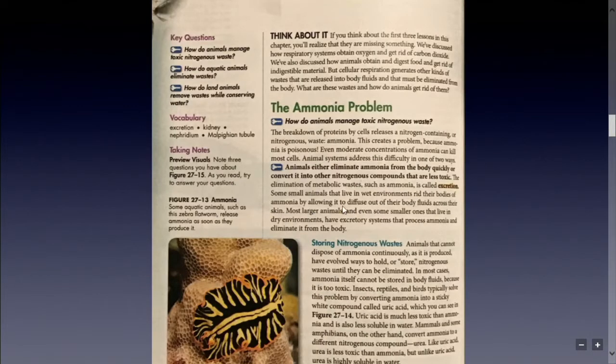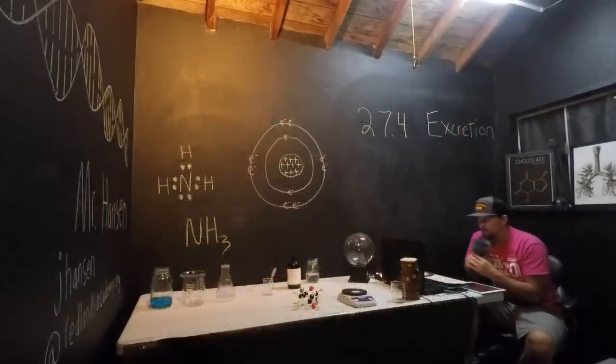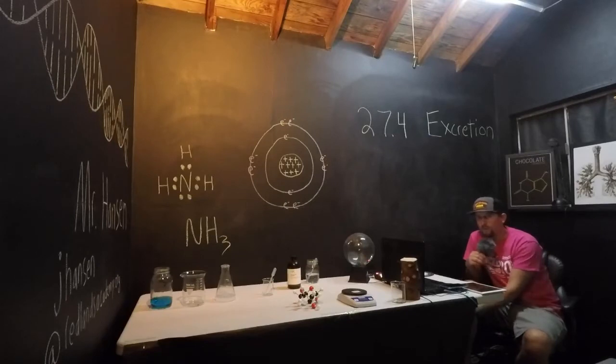Some animals that live in like wet environments, it's really easy for them to just get rid of it quickly. Okay, the first option was to just get rid of it quickly by literally allowing it to diffuse out of their body fluids across the skin. So it just comes out the skin and then into the water. So fish actually do that. For example, goldfish. Goldfish are extremely notorious for that. Or koi fish also, they produce a lot of ammonia specifically.